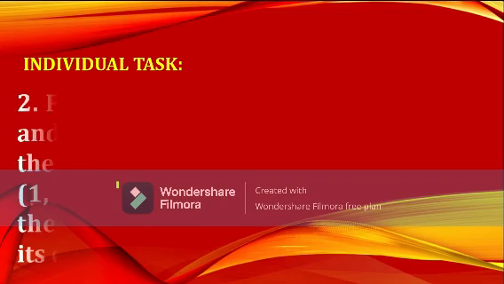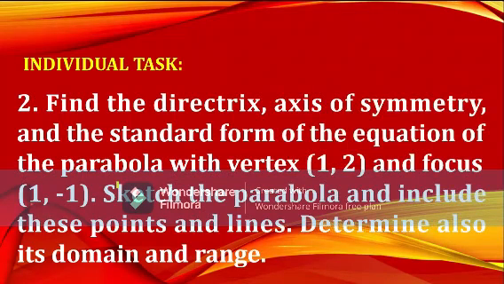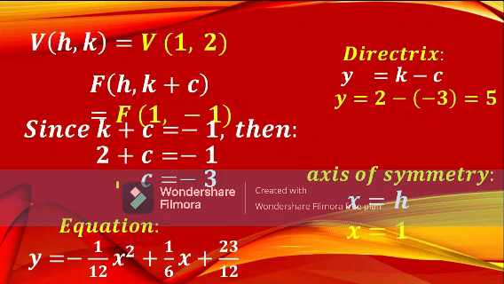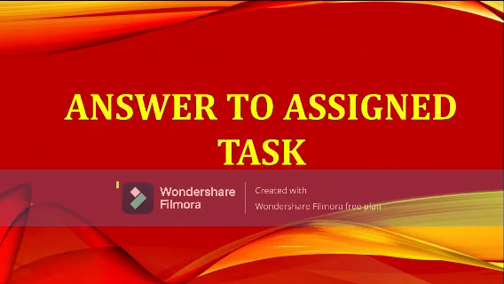Then, let's have the individual tasks. Find the directrix, axis of symmetry, and the standard form of the equation of the parabola with vertex (1, 2) and focus (1, -1). Sketch the parabola and include these points and lines. Determine also its domain and range. So the answer to the assigned task would be this one.